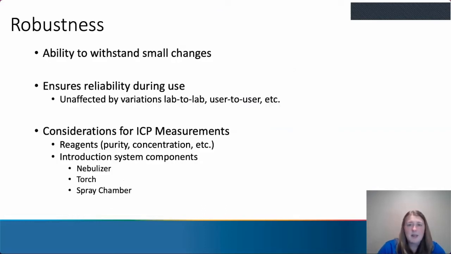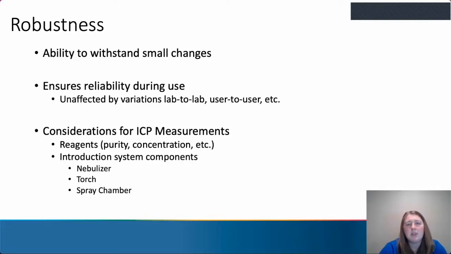And the final validation characteristic is robustness. So what we're looking at here is the ability to withstand small changes. You don't want a method that's so specific that you cannot make any modifications to this method. Modifications would include changing things such as your pump tubing, even your acid supplier, or the nebulizer that you're using. So, ideally you want the freedom to choose different options, because we all know things happen in the lab, and maybe a particular spray chamber is not available on that day. So can you substitute another one, or are you in a down situation?